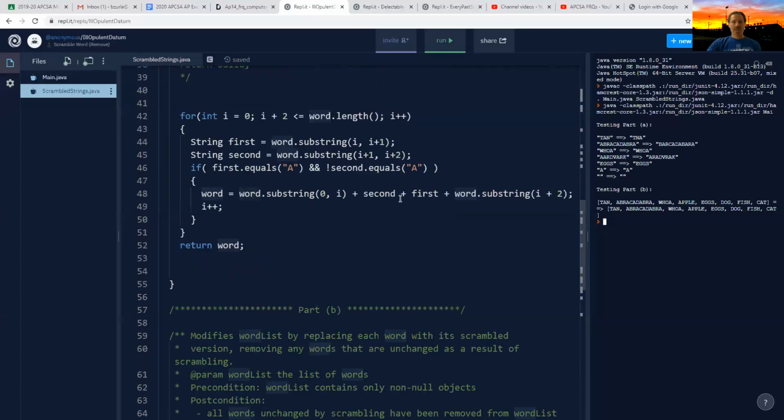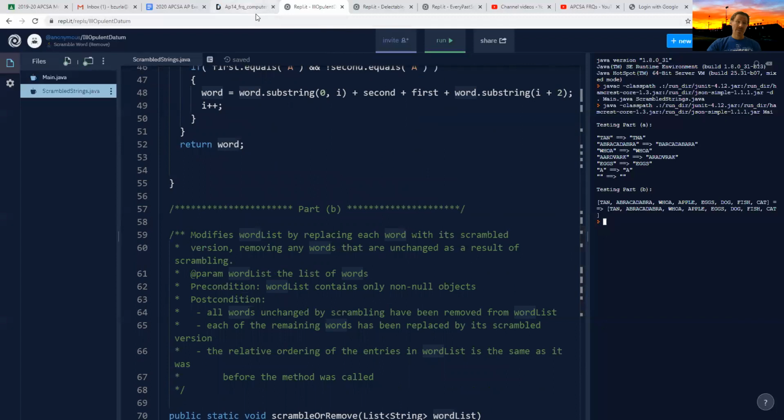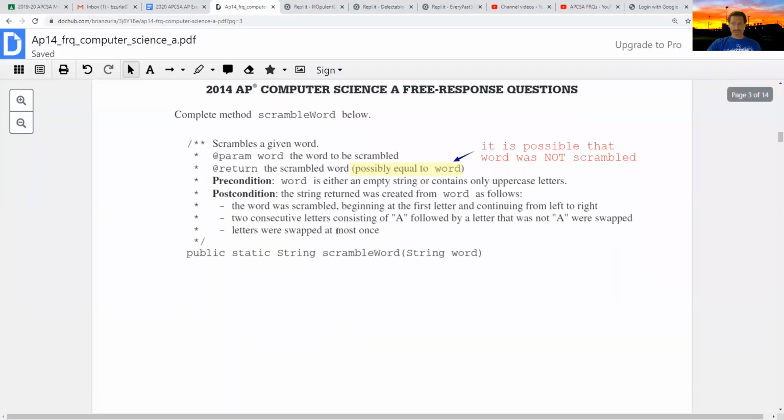All right, so that's part A. Part B, like I said, part B is probably easier. Part B is just a typical remove method.